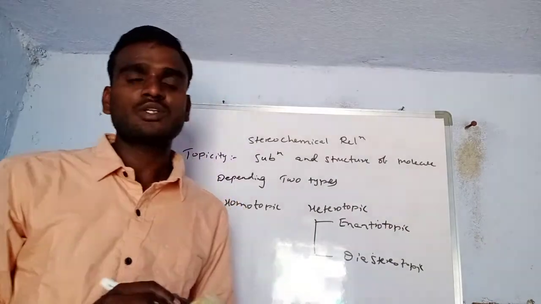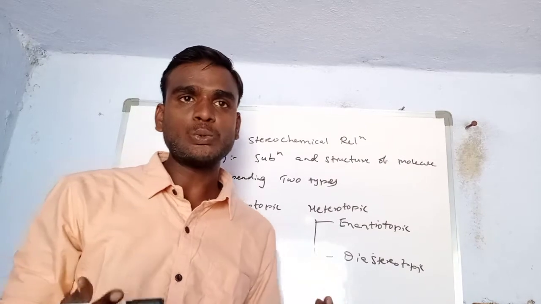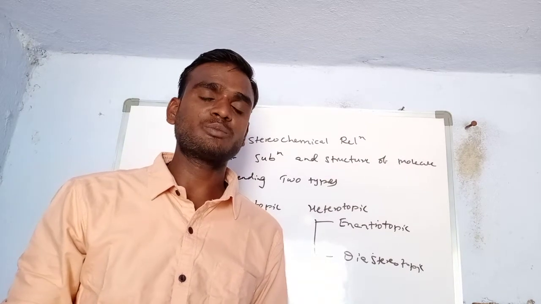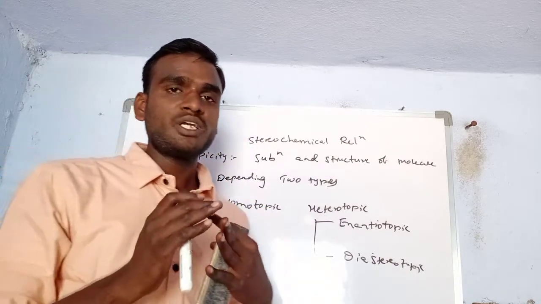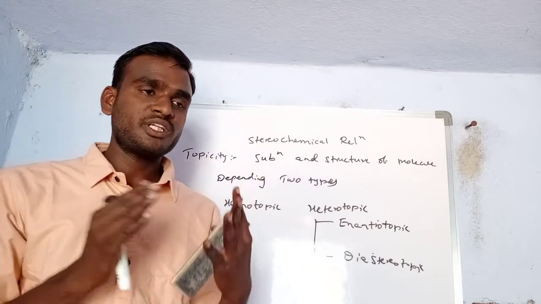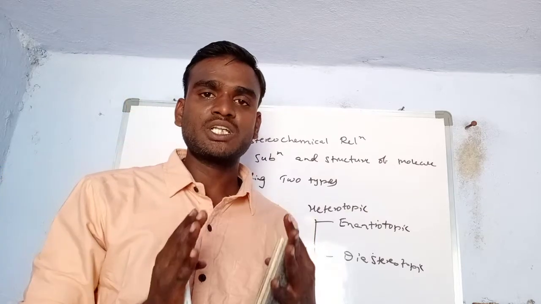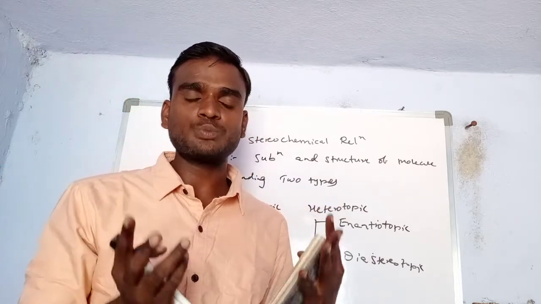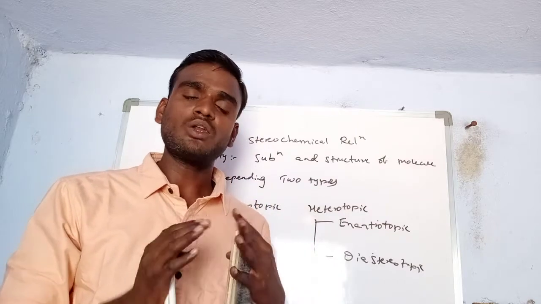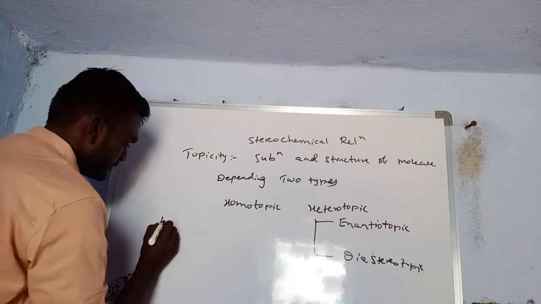Groups are homotopic when they are interconverted through an axis of symmetry. That means whenever the molecule can be interconverted through an axis of symmetry, the structure of the molecule will remain unchanged. Then these two groups are known as homotopic groups or homotopic faces. Okay, let's see what is homotopic.